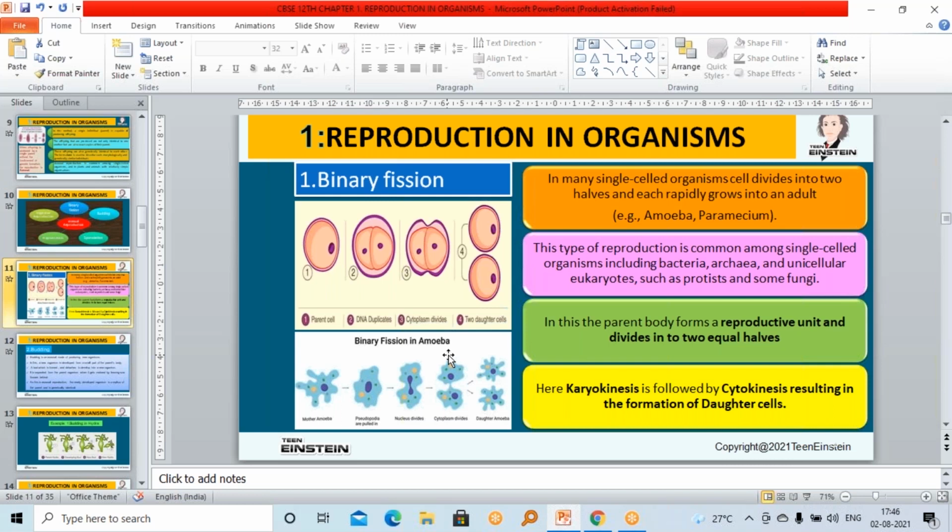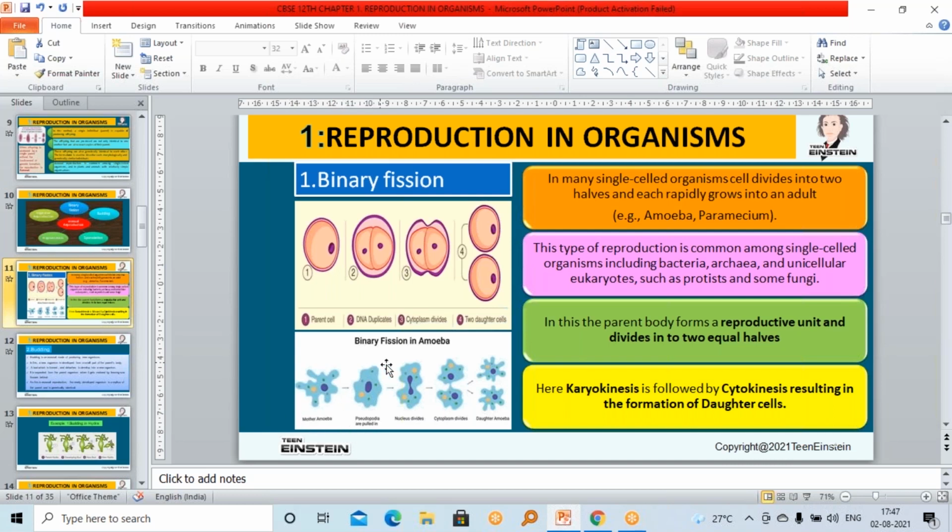And here, first what is happening? Karyokinesis or nuclear division, and it is followed by cytokinesis. After cytokinesis, two daughter cells will be formed. You can see the two daughter cells. So depending upon the plane of division, binary fission is of different types. Simple binary fission is there, longitudinal binary fission is there, and transverse binary fission is there. It's not mentioned in the slide, you can note it down. There are three different types of binary fission.